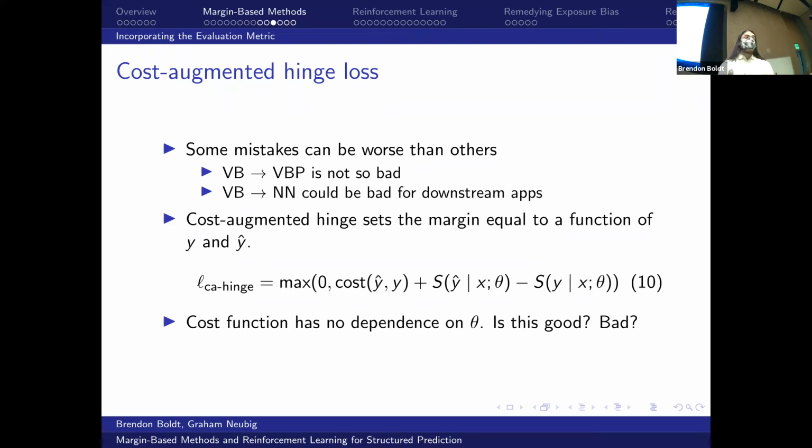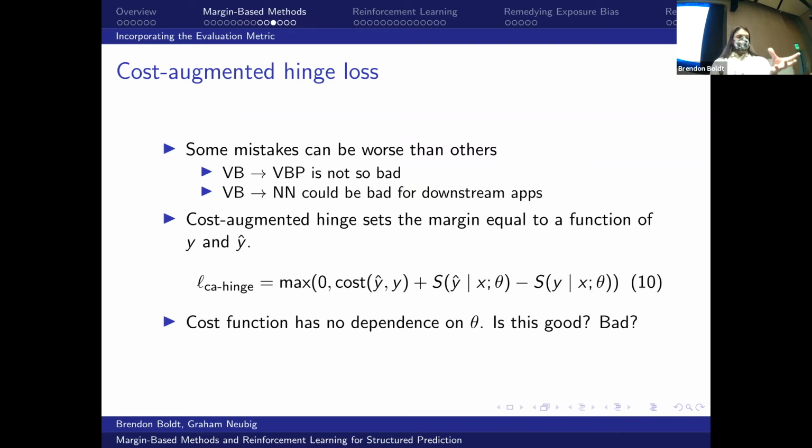And this is exactly what cost-augmented hinge loss does. Now, instead of having our margin be constant, we're going to say we want our margin to be proportional to how bad the mistake is. So if it's not a very bad mistake, our cost function is going to yield a small value, in which case it's going to allow for a smaller margin. But we're going to make a big margin if the difference between the predicted label and the correct label is very costly or very bad.